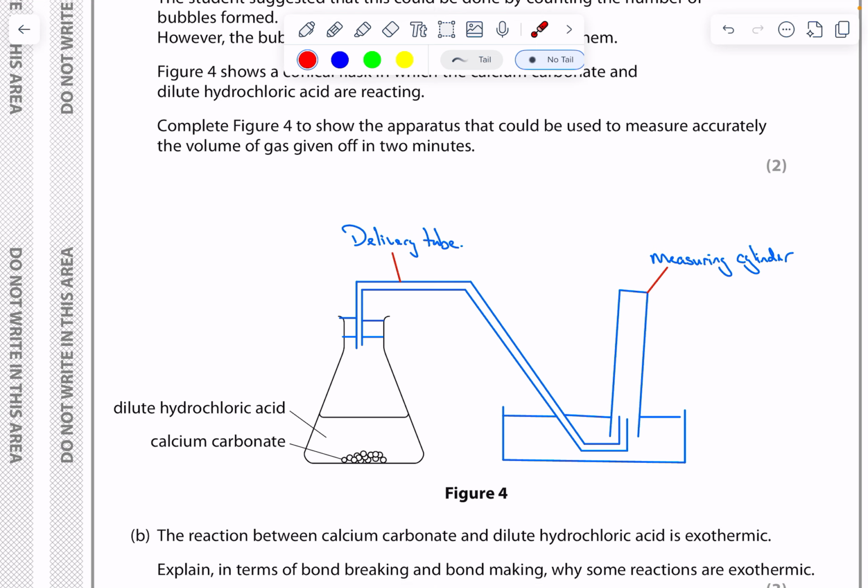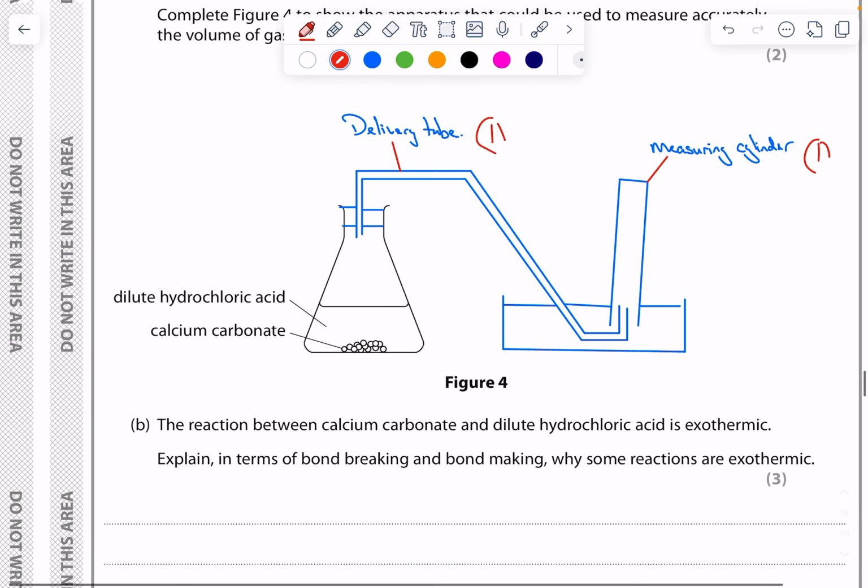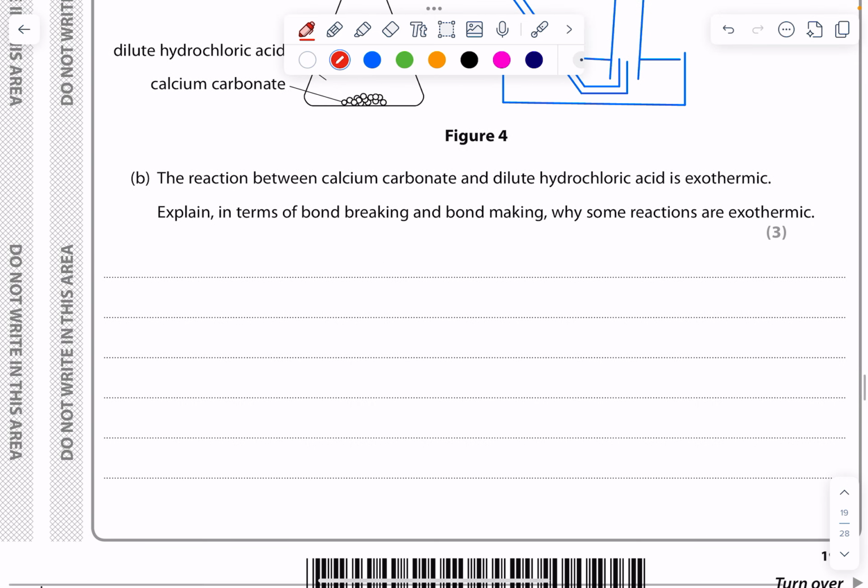2 marks. 1 mark if you've got this bung with a delivery tube, and the second mark, here I've got an upturned measuring cylinder, which is full of water, and the bubbles will force the water down. I could also have drawn a gas syringe, in which case I don't need any of this water. So as I said, 1 mark for the delivery tube, and then 1 mark for the measuring cylinder, or 1 mark for the gas syringe.